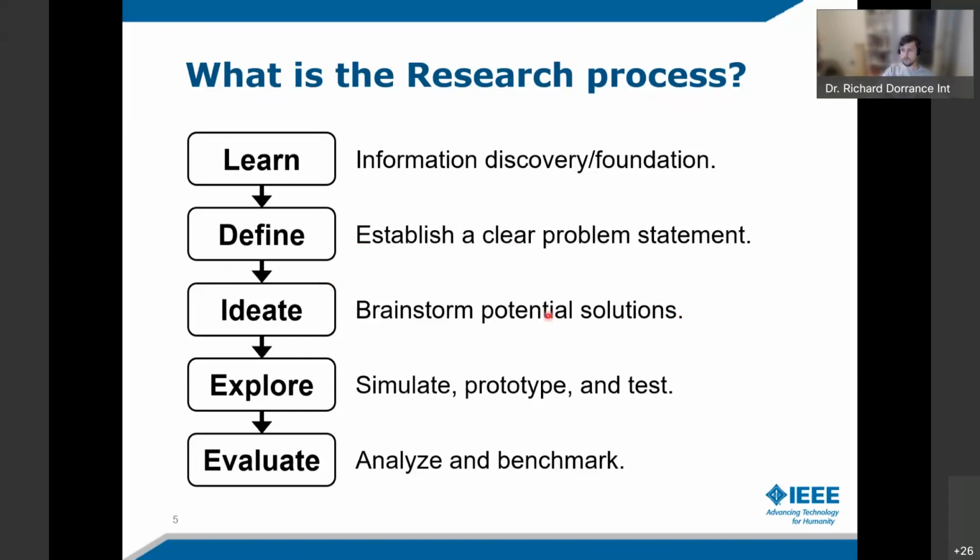Probably one of the most important steps is the ideation phase. It's coming up with a whole host of ideas in terms of how to tackle and solve that problem statement. And then after you have this whole collection of ideas, you go through the step that maybe is more of what people think of as research, where you're simulating, prototyping, and testing out those ideas. And then you go through an evaluation phase where you analyze and benchmark the simulations, prototypes, and tests.